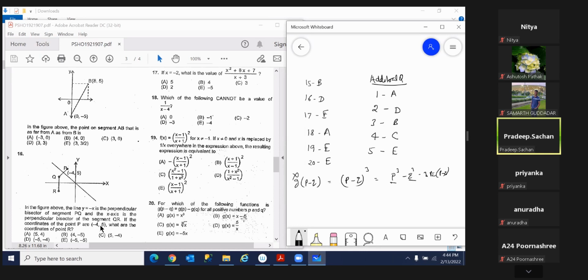Similarly, B will also be cancelled out, so B will also be wrong. B will not match. Cube root anyway will not match. D will also not match.